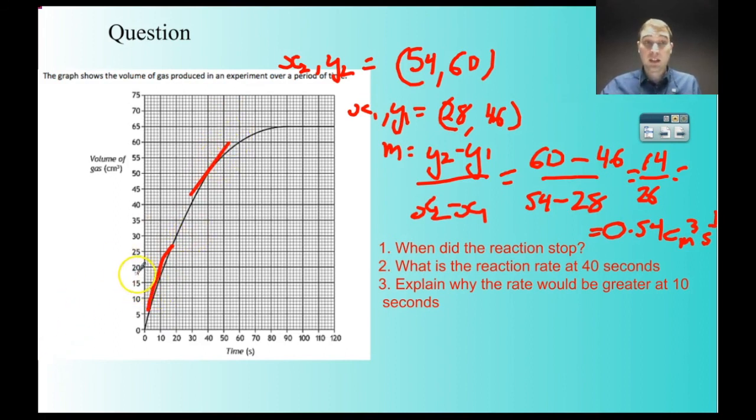So why is it? So initially there's going to be more collisions between reactant particles, and therefore more successful collisions between reactant particles, as there are more reactants to collide with each other to produce a product. As time goes on, there's going to be fewer reactants present to collide with each other, so therefore the amount of successful collisions is going to be lower, and therefore the rate of reaction is going to be lower. So less product will be produced in the same amount of time.